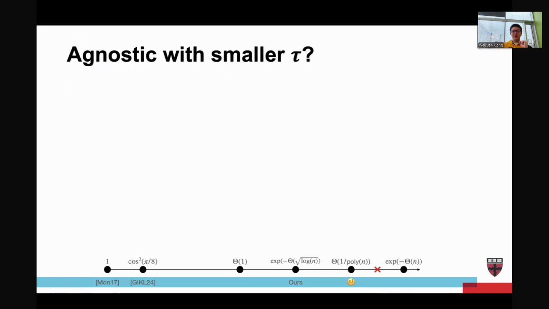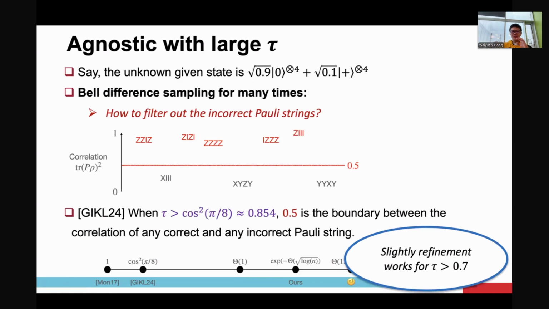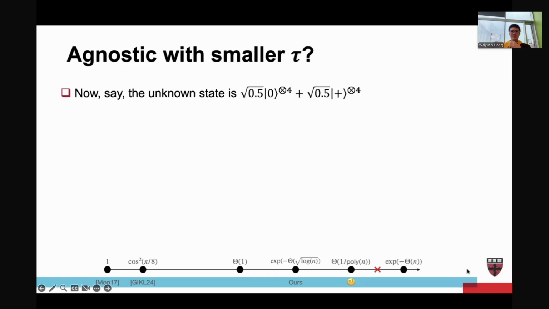Okay, so now what happens if we have smaller tau? Like what happens if we don't have tau larger than 0.85 or larger than 0.7? For example, if we have the unknown state to be 0.5 times all zero and 0.5 all plus, and without loss of generality, we can still assume all zero to be the correct answer and the remaining one to be the noise.